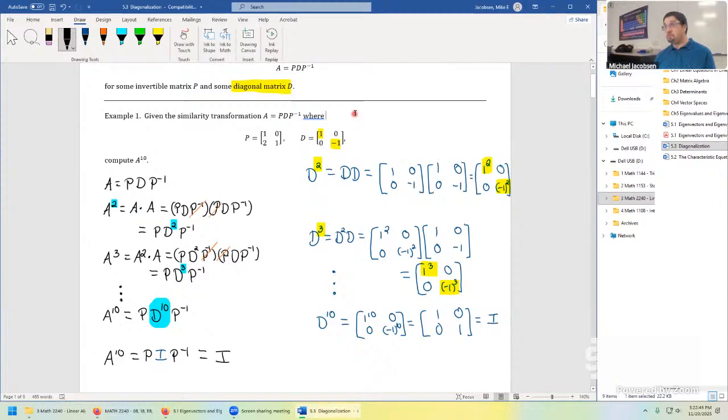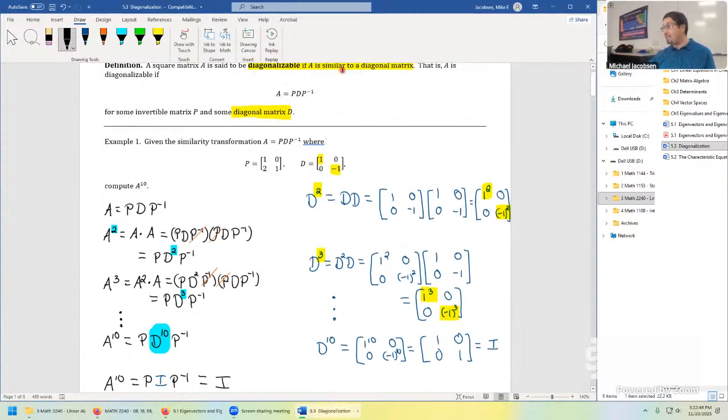Well, any last questions, folks? Just working with the new idea, a diagonalizable matrix.